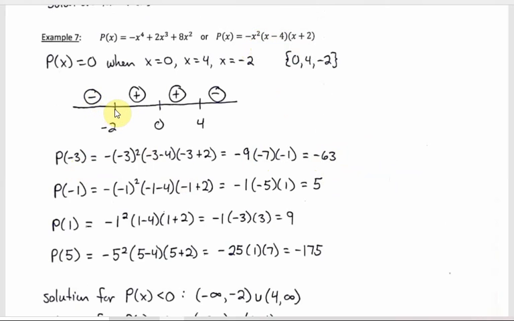Negative 2 has multiplicity 1, so the sign's got to switch, right? Because the graph has to cross the axis, so that's got to be a plus. But 0 has multiplicity 2, so it's going to touch but not cross. So if it's a plus here, it's got to be a plus there. And then 4 has multiplicity 1, so it's got to cross again, so the sign's going to change, so it goes plus to minus. So you could manufacture all those other signs that way with just evaluating the function at one point, kind of like we did in example number 6. So again, if you want to use multiplicity, you can, but if you want to just do it this way, where you evaluate the function in every individual interval, you can do it that way too.